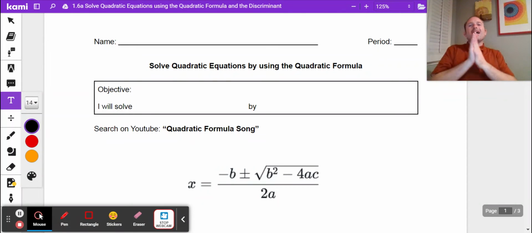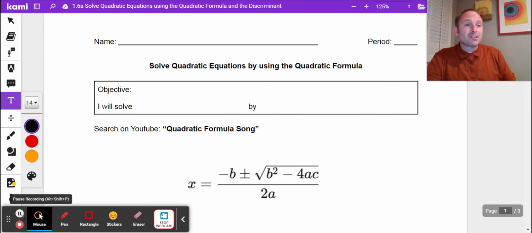Mr. Schultz here as we dive into solving quadratic equations a different way. We're going to solve them by using the quadratic formula.